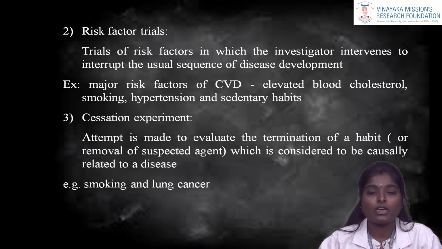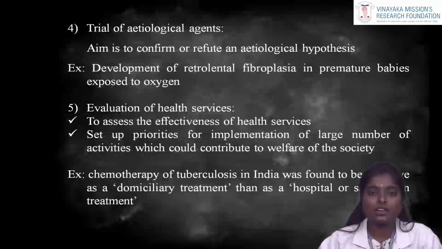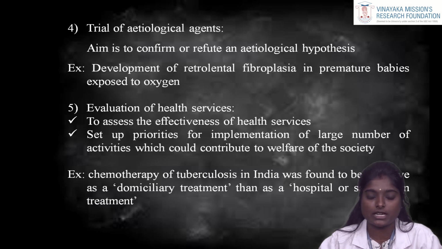Cessation experiment: we attempt to evaluate the termination of a habit that will lead to a considerable disease, for example, smoking and lung cancer. Trial of etiological agent aims to confirm or refute an etiological hypothesis, for example, development of retrolental fibroplasia in premature babies exposed to oxygen. Evaluation of health service is to assess the effectiveness of health service and set up a priority for implementation of a large number of activities which could contribute to the welfare of the society.